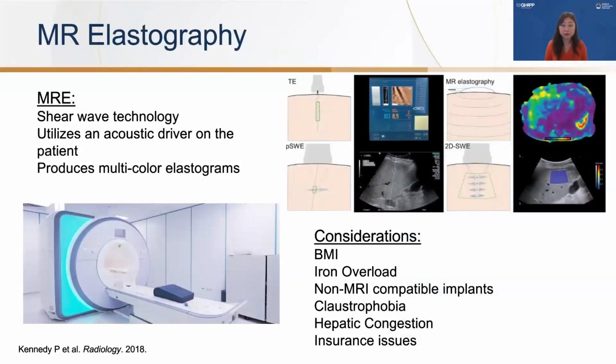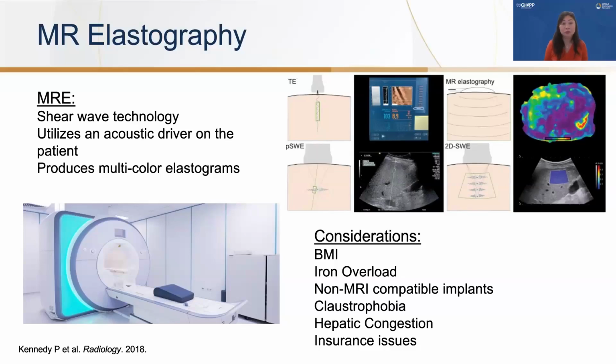This is your MRI elastography on the top right. This technique also uses shear wave technology to produce a multicolor elastogram, which is shown here. And again, red means that there's a lot more stiff area. Green is a little better.